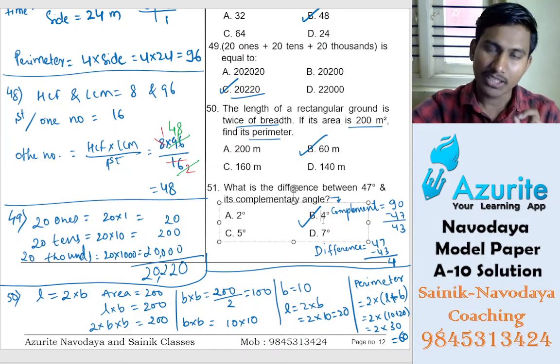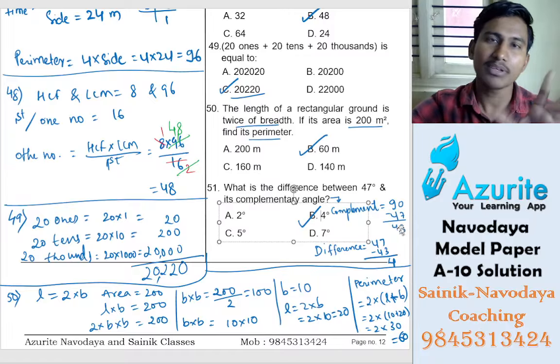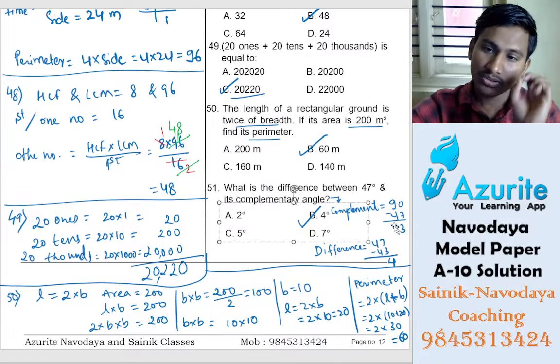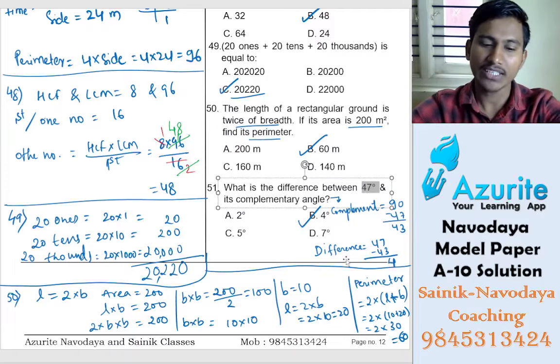Okay. Don't be confused. Complement angle we have to find first. So 90 minus 47. If you do, you will get 43 complement angle. So that minus 47. If you do, you will get answer as 4 here. Okay. Option B.